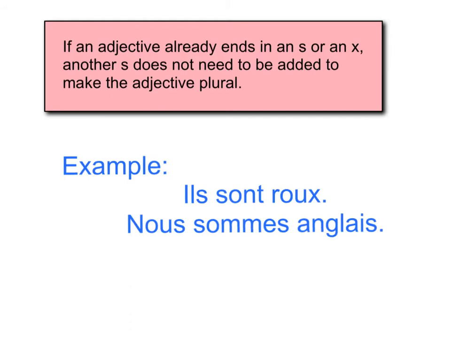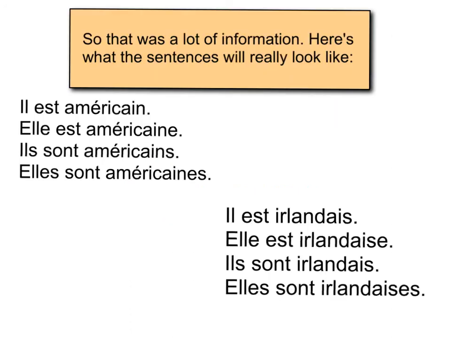Okay, let's take a moment to look what these sentences actually look like, because that was a lot of information kind of broken down, and we want to see it all together. So, il est américain. He is American. Elle est américaine. Ils sont américains. Elles sont américaines. Okay. Il est irlandais. Elle est irlandaise. Ils sont irlandais. Elles sont irlandaises.